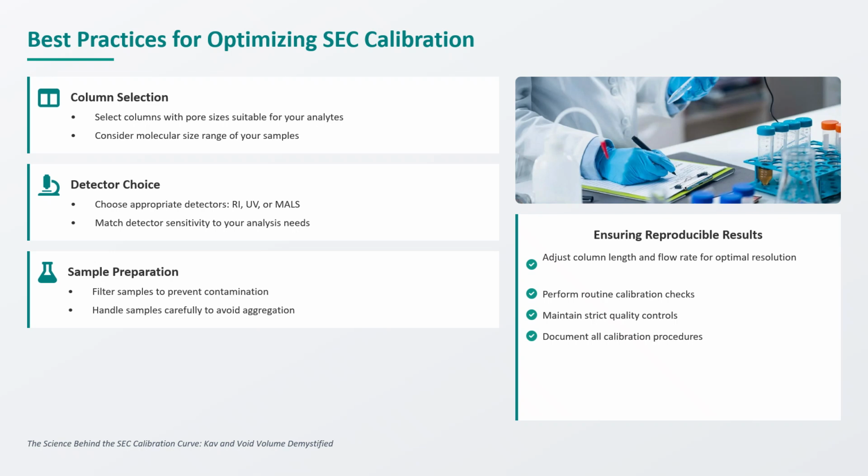Here's where experience really matters. Choose columns based on hydrodynamic size, not molecular weight alone. Match detectors, UV, RI, or MALS, to your analytical goals. Filter samples, control temperature, and document everything. And most importantly, recalibrate regularly. Columns age, systems drift. Calibration is not a one-time activity.